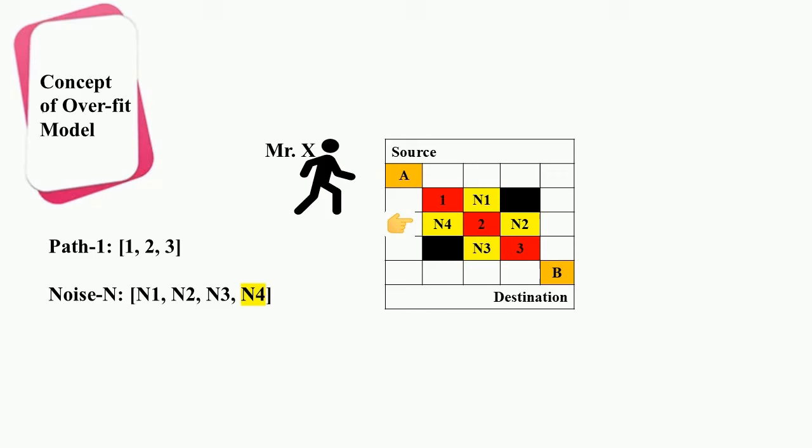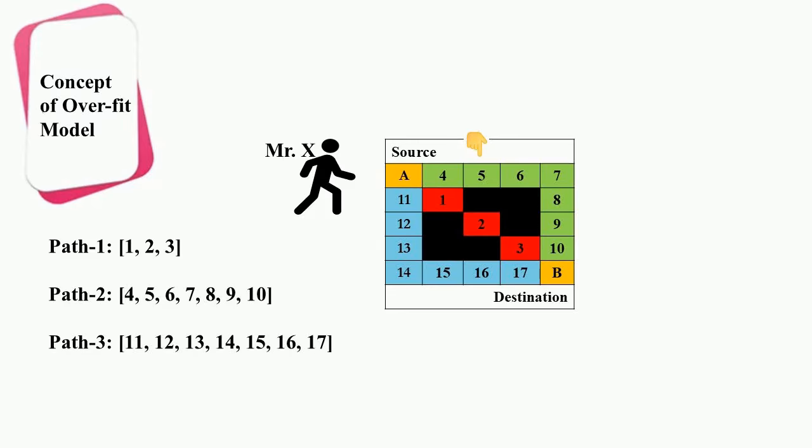Hence, it can be understood here that Mr. X can reach his destination point B using path 1, as 1, 2, and 3, along with some path deviation in the form of N1, N2, N3, and N4. However, path 2 is new data for Mr. X, and he is not trained on path 2. If he is at point 5 on path 2, then he fails to reach his destination. Similarly, path 3 is new data for Mr. X, and he is not trained for it. Hence, if Mr. X is on any point on path 3, then he fails to reach his destination.